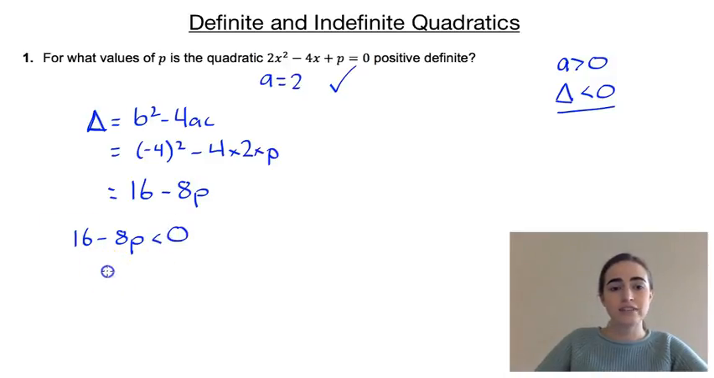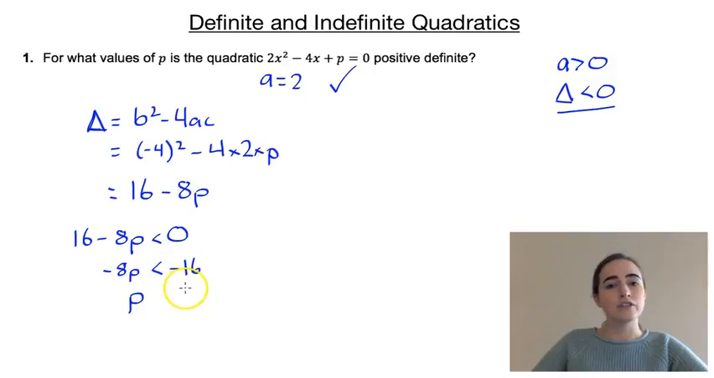We'll subtract 16 from both sides, and we'll end up with minus 8p is less than minus 16. And then we're going to divide by minus 8. Now don't forget, when you divide by a negative, it reverses the inequality sign. So we're going to end up with p is greater than 2. So any values of p greater than 2 is going to mean that this quadratic is positive definite.